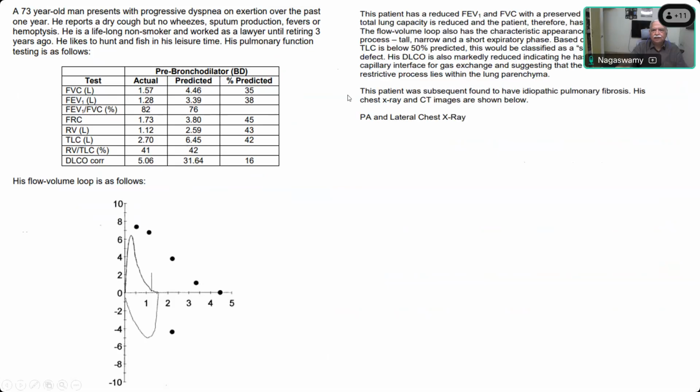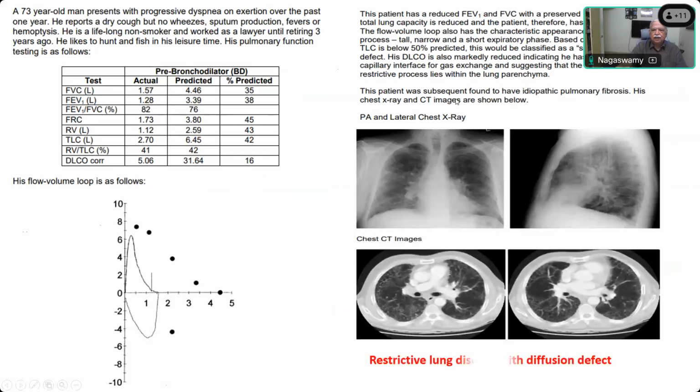See, this is FEV1 and FVC all reduced. So the patient has idiopathic pulmonary fibrosis, and it's a restrictive lung disease with diffusion defect because the TLCO value is also given. It is grossly low, 31.64% of predicted. It is only 16. Okay. So, are you all not able to understand? There's something wrong with my teaching.